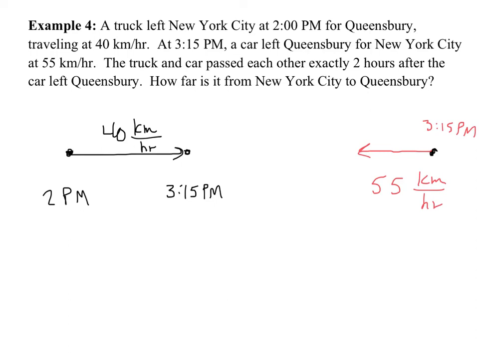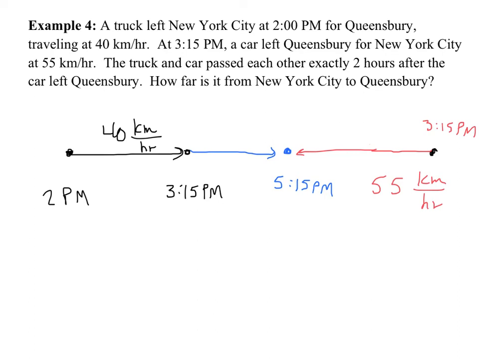So let's draw this now to here. Okay, and we'll say that they're going to meet up maybe like right here. And this is at 5:15 p.m. What I'll do is I'll extend this arrow so we can see what's happening. All right? So then the question says, how far is it from New York to Queensbury? So what are we looking for at the end of this? What are we actually looking for? The distance traveled.